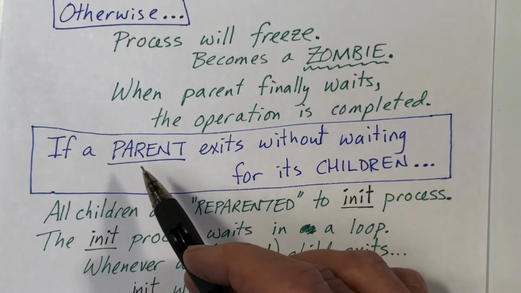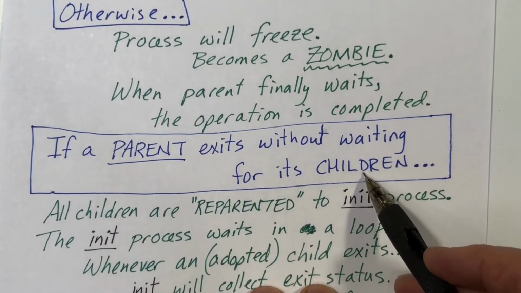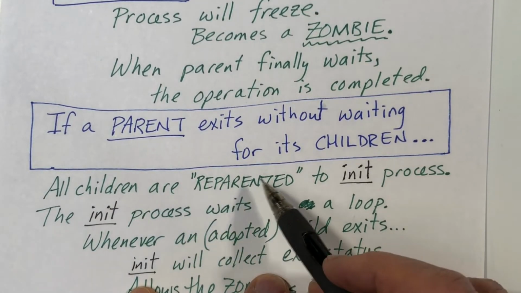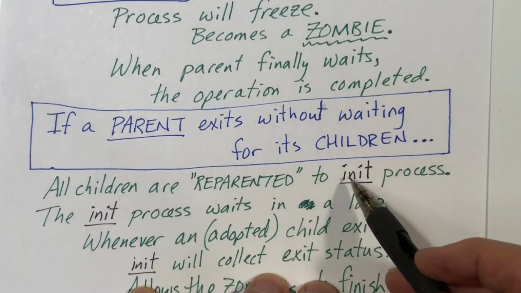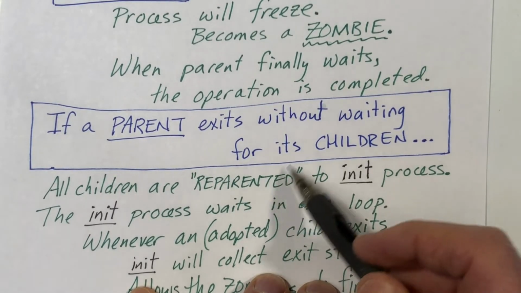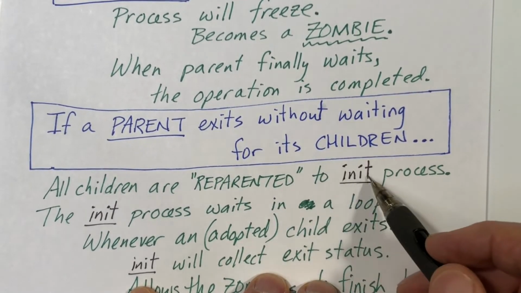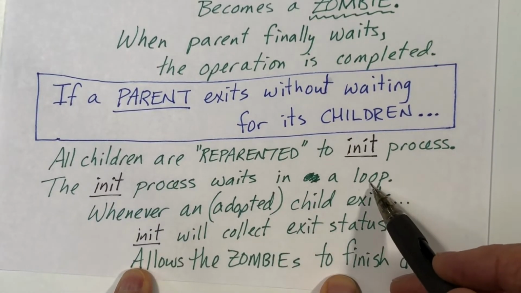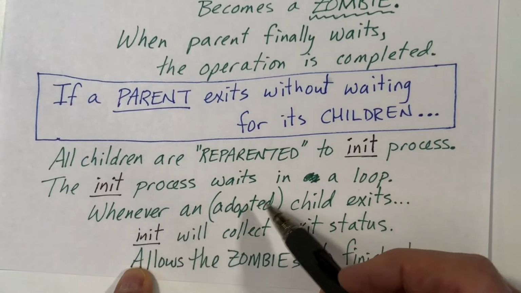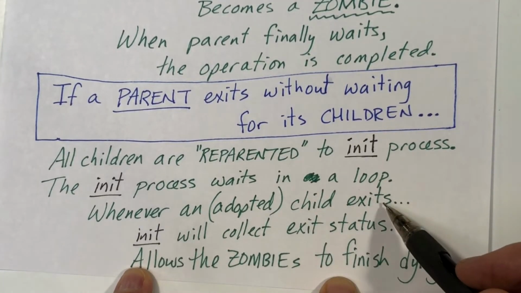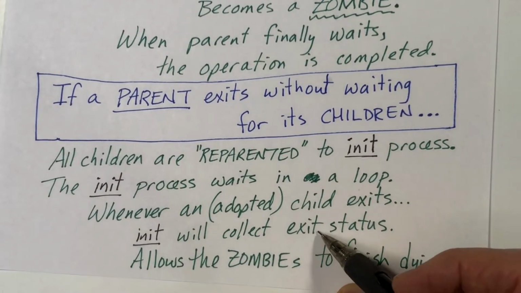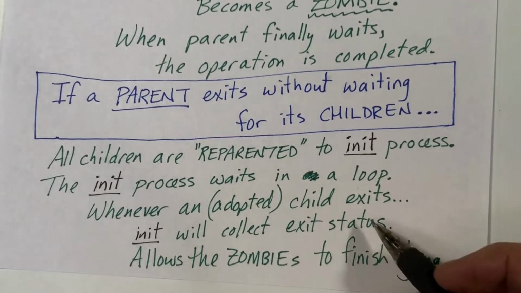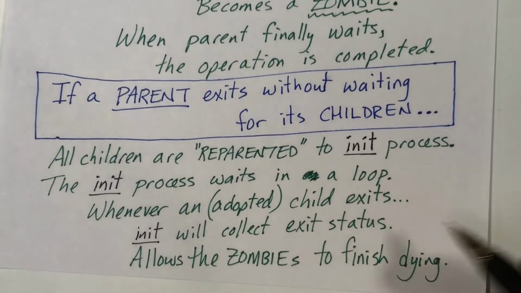Now, there could be a problem if a process exits without waiting for any of its children. And what happens then? Well, all of the children of a terminated process are moved. Okay, we say they are reparented, and they're moved to the init process. So they're no longer children of the process that's terminating, but instead they become children of this init process. Well, what does init do? Well, it does some initialization, and then it goes into an infinite loop, waiting for children to exit. And so whenever one of these, I guess we can call them adopted children, issues an exit system call, init will then collect that exit status, and that will allow the zombies to finish dying, and it will allow some process to clean up after a process has died.